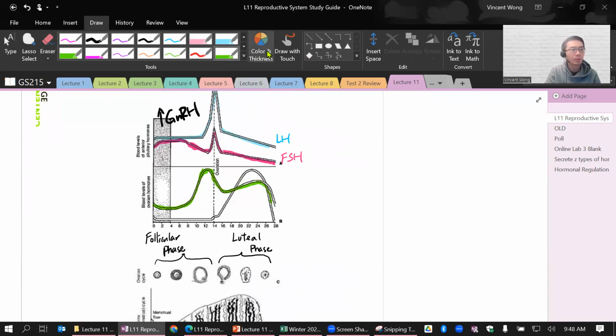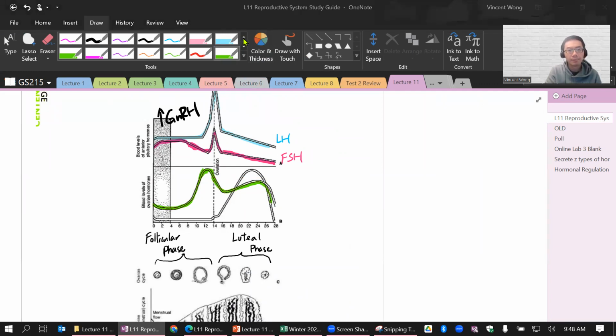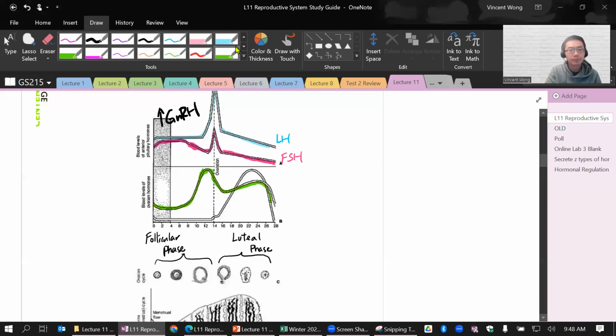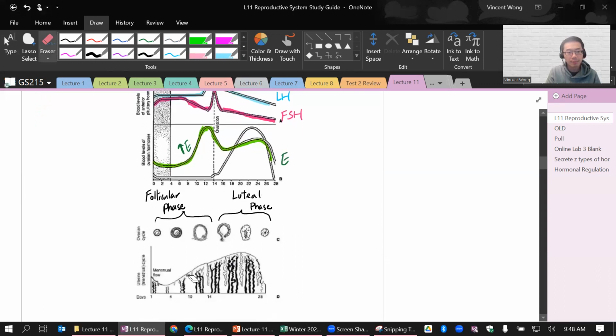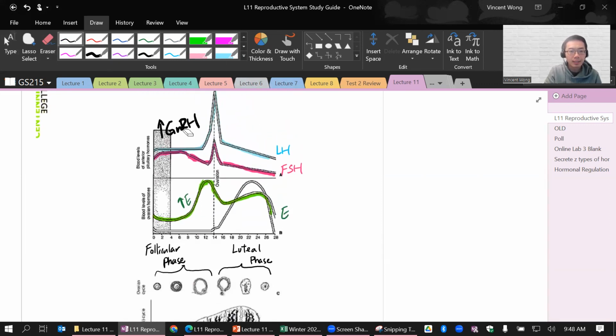What is this green hormone right here? Estrogen. That's right, that is the estrogen. As the follicle develops, the estrogen increases, right? So increase in estrogen during the follicular phase. And take a look at this, the endometrium, right? The endometrium gets thicker and thicker as the estrogen gets higher and higher, right?